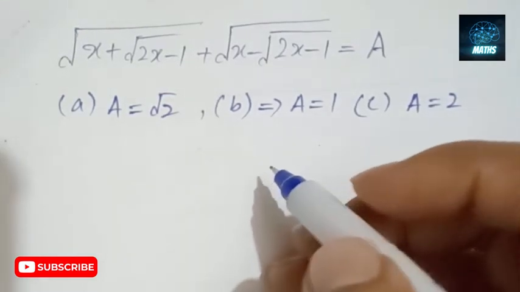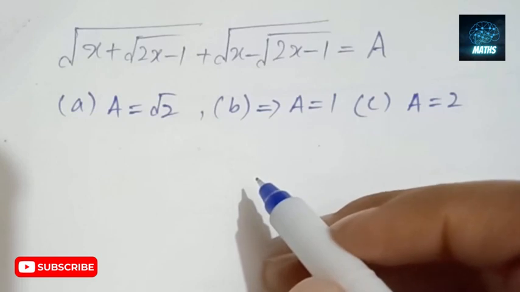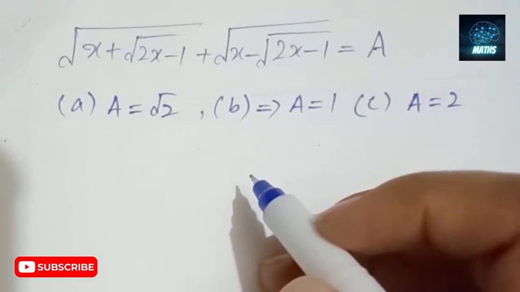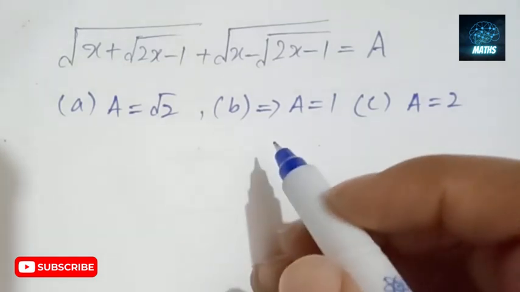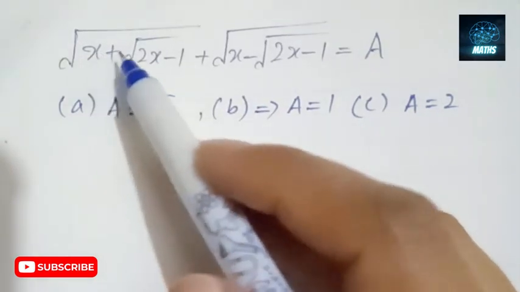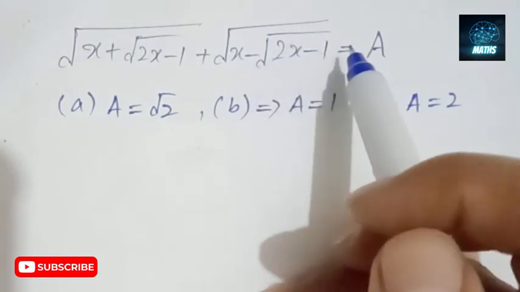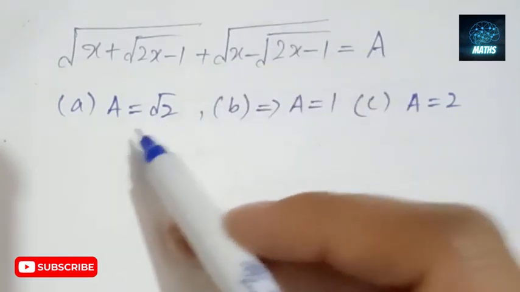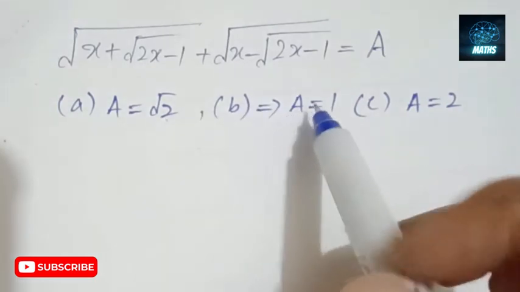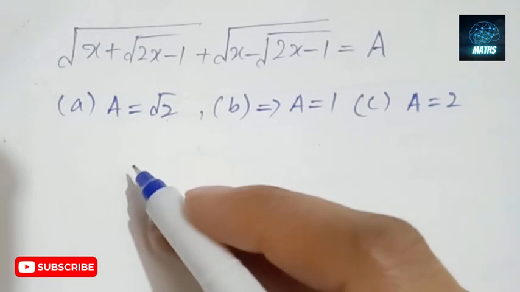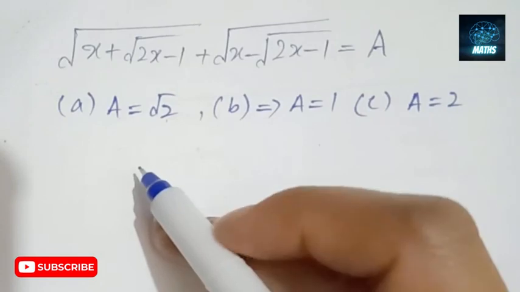So this is a very nice algebraic equation of the International Mathematical Olympiad. So we have to find for what real values of x the square root x plus square root 2x minus 1 plus square root x minus 2x square root 2x minus 1 is equal to a, given that a is equal to square root 2, a is equal to 1, and a is equal to 2, and here only the non-negative real numbers are admitted for the square roots.